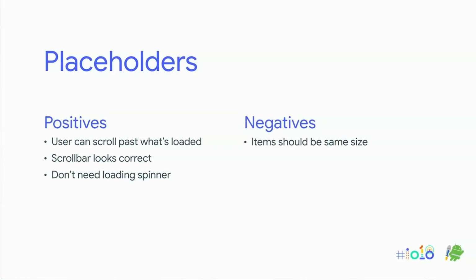First of all, it's pretty important that your items stay the same size. If you can't guess what the item height is going to be before you have content, for instance, if you have, say, a social media post with an arbitrary amount of text, the crossfade animation doesn't look great.